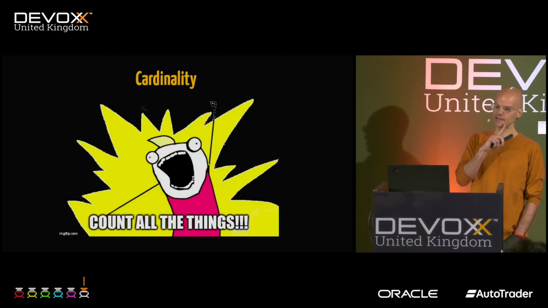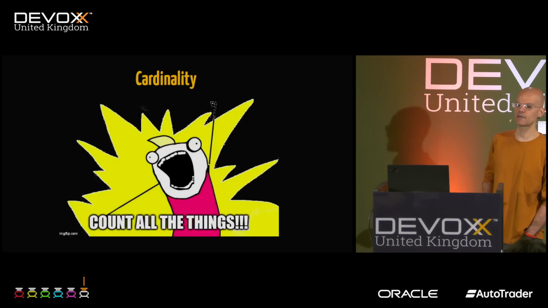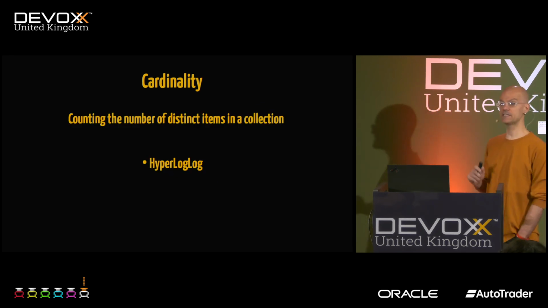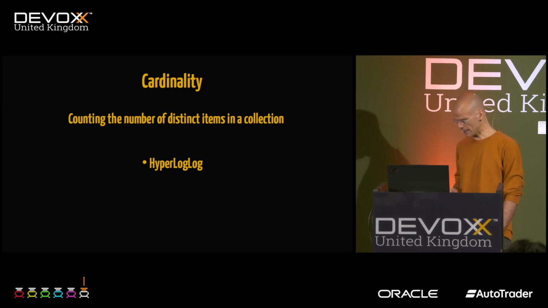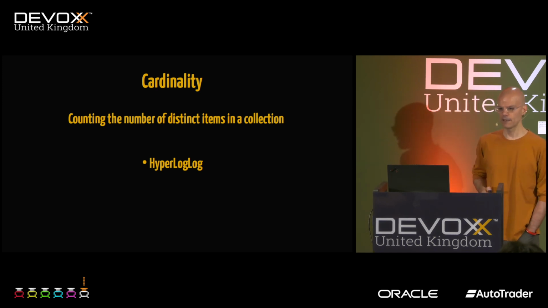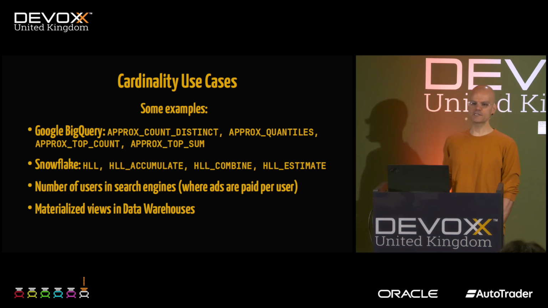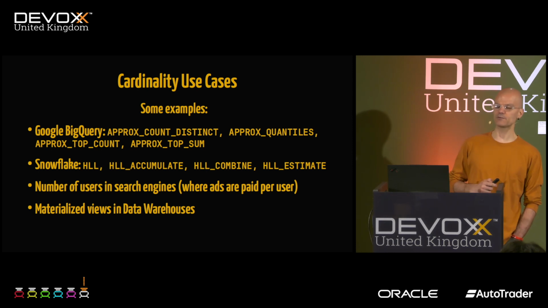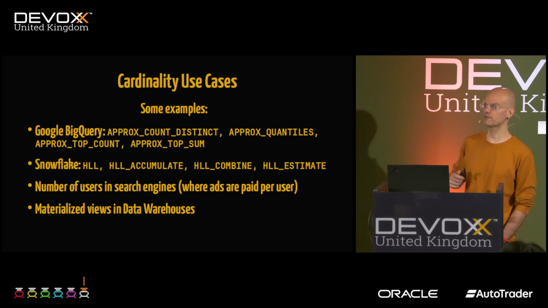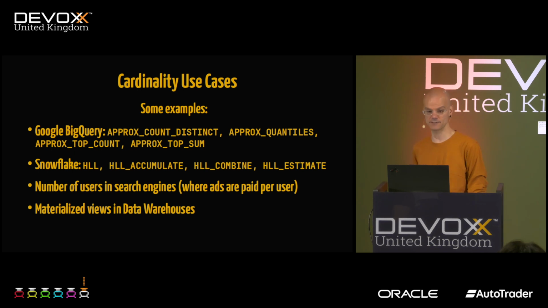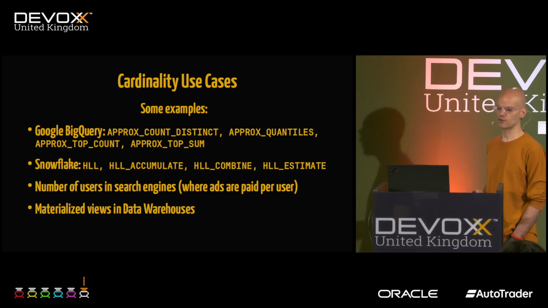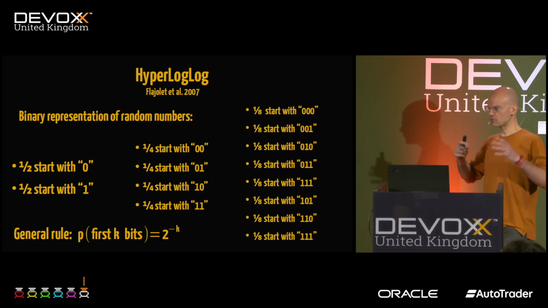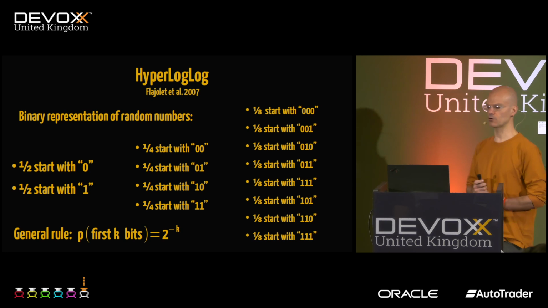And then let's come to the third class of problems, which is cardinality. Cardinality is counting the number of distinct items in a collection. And we're going to see HyperLogLog. So there are some use cases. If you use, for example, BigQuery, you use approx count distinct. Maybe you don't know, but you're using this kind of data structure to get the result. And there are also a lot of other use cases. But let's start with an idea to understand how HyperLogLog works.